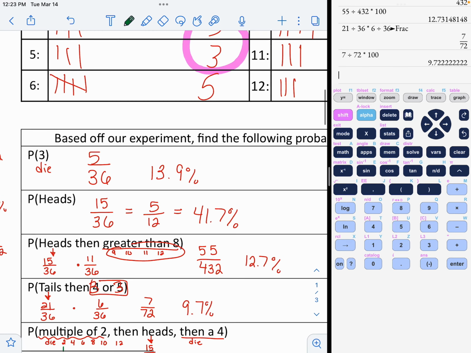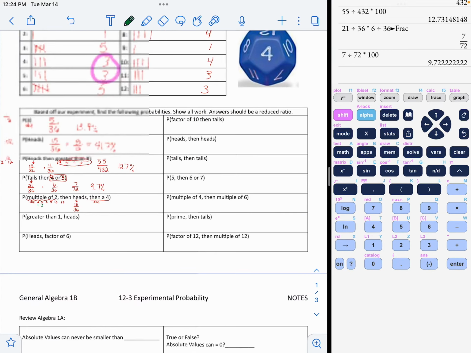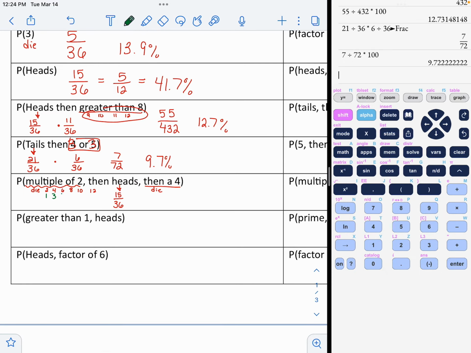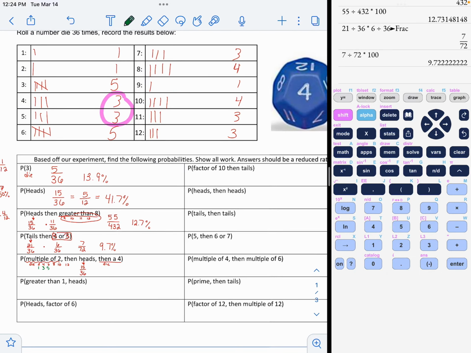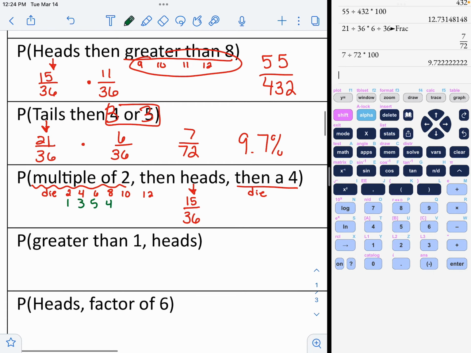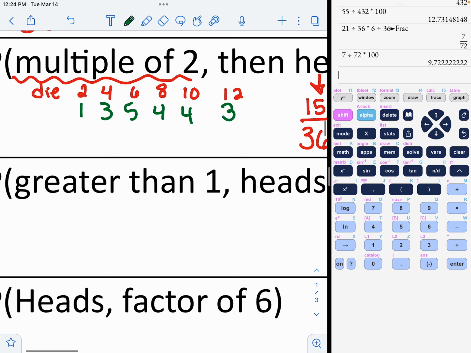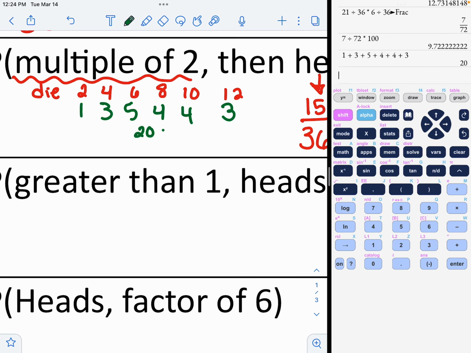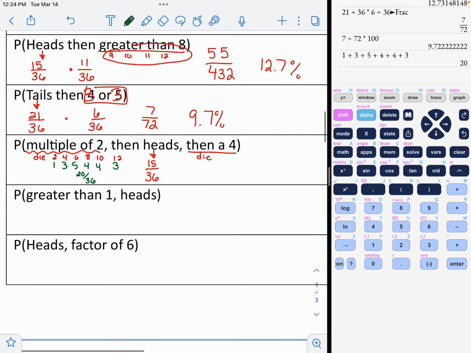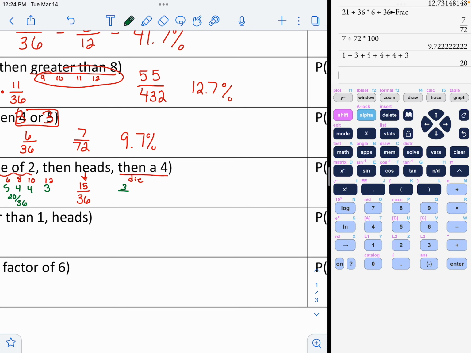How many times did I get a 4? 3. How many times did I get a 6? 5. How many times did I get an 8? 4. How many times did I get a 10? 4. How many times did I get a 12? 3. So that total fraction is 1 plus 3 plus 5 plus 4 plus 4 plus 3. That's 20 out of 36 based off my experiment. And then how many times did I get a 4? 3 times. So that's 3 out of 36.